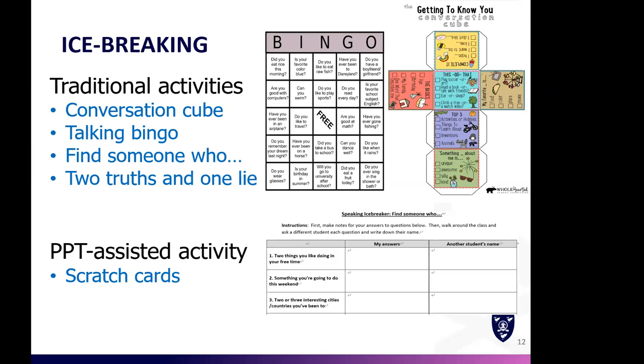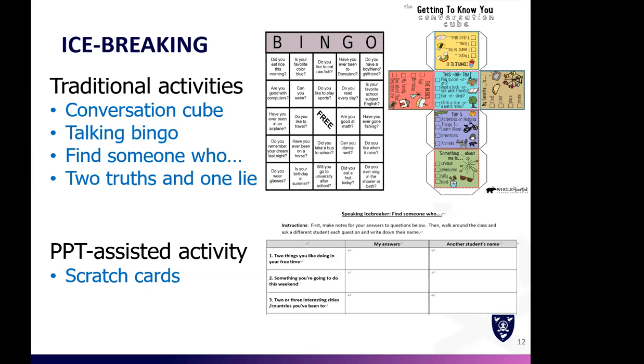Similarly, talking bingo is a classic game that most teachers like to play in class. You can give each student a pre-made bingo sheet. They need to walk around and find other students who can answer yes to the questions on the sheet. When they ask a question and get a yes, they mark on their sheet. Other examples include find someone who and two truths and one lie. I guess you might have used them in your class or have seen them in our previous lesson plans.